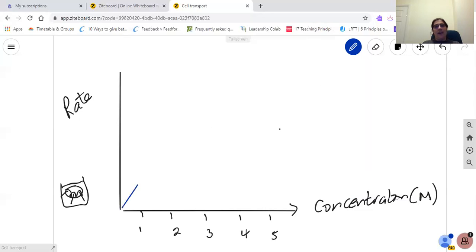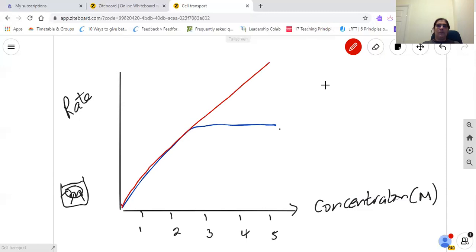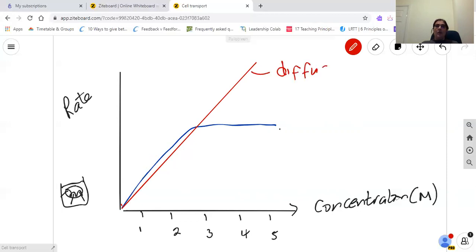So you will again get two graphs. One will look like that, and one will just keep going. Just going to draw it again. Okay, it keeps moving slightly, but it keeps going. Now, it's very tempting to get tripped up on this graph. This graph over here is diffusion. I know this graph is diffusion because as I increase the concentration, the rate of uptake is increasing. In other words, rate is proportional to the concentration gradient.